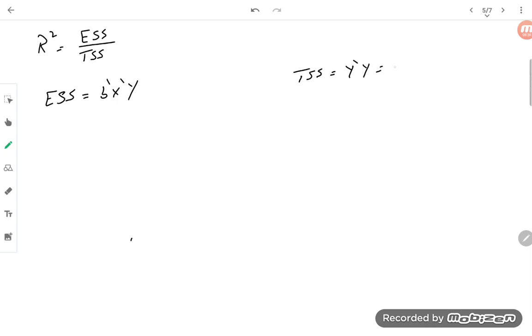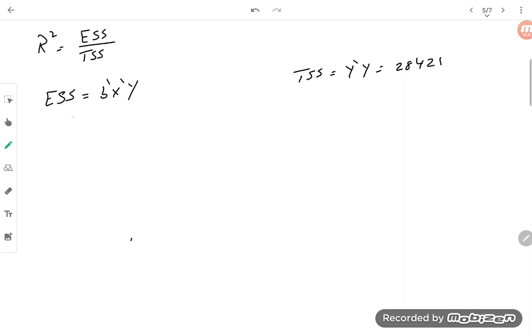Requirement number 3 is to calculate R squared. R squared will be calculated as ESS divided by TSS. ESS is calculated as b prime X prime Y, so we are going to multiply b by the vector X'Y. And TSS is calculated as Y prime Y, which is given as 28421.